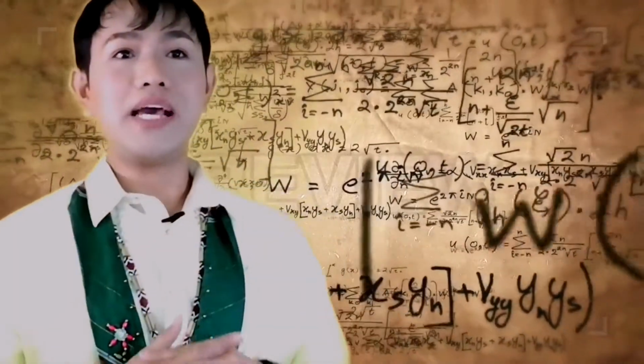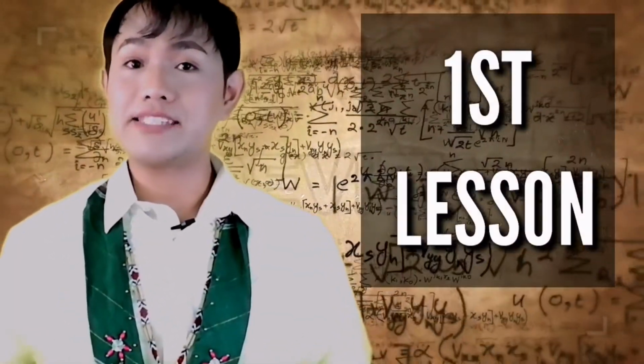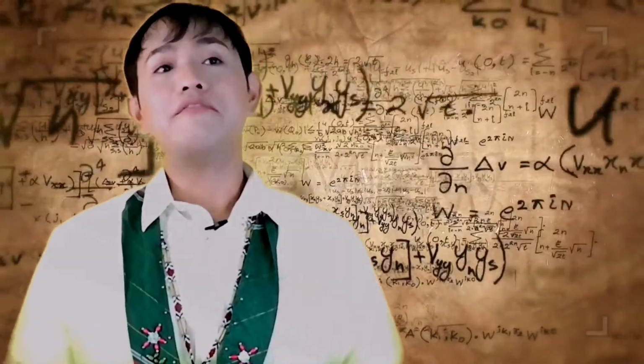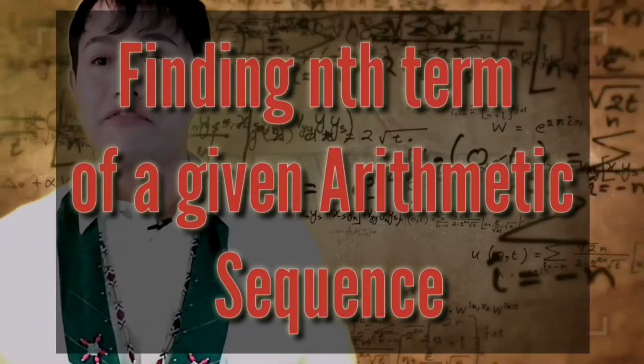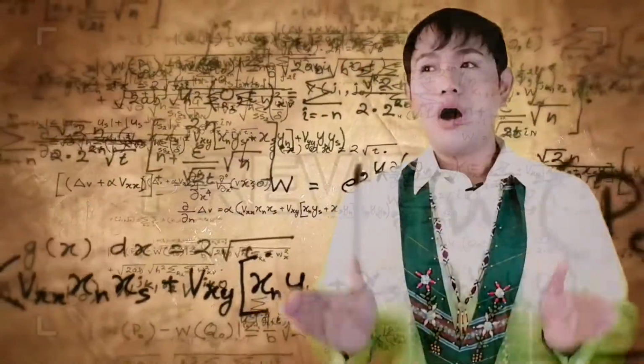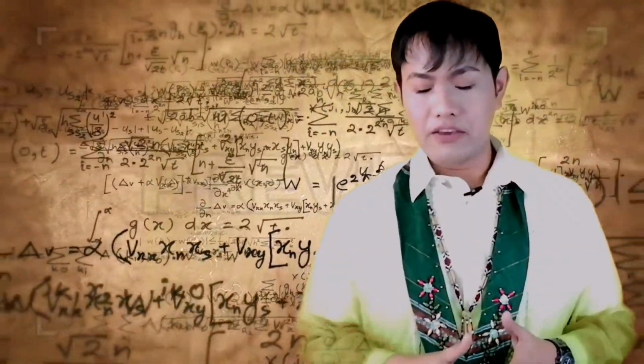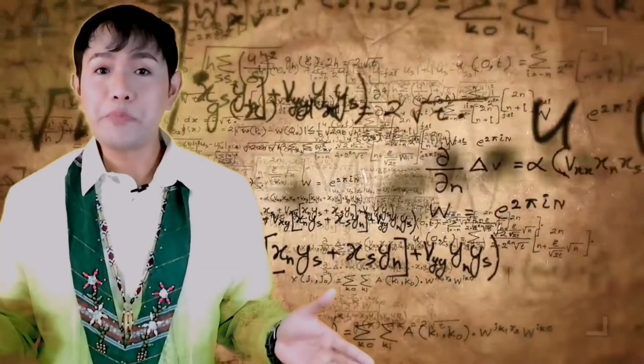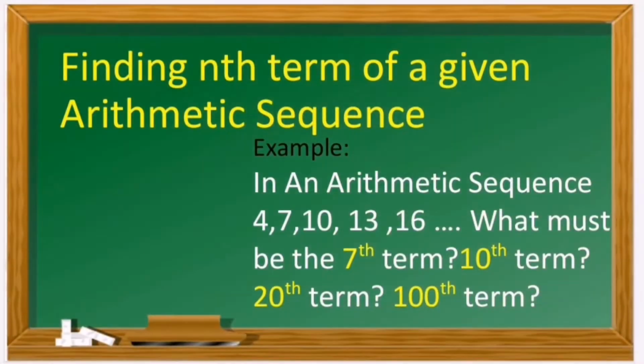Okay, now let's move on to our first lesson for today. That would be finding the nth term of a given arithmetic sequence. How do you find the nth term of a given arithmetic sequence? For example, in an arithmetic sequence 4, 7, 10, 13, 16, and so on, what must be the 7th term? What about the 10th term, the 20th term, and the 100th term?